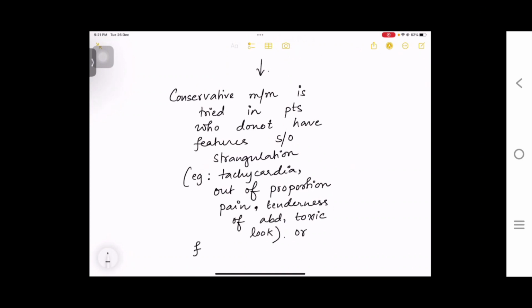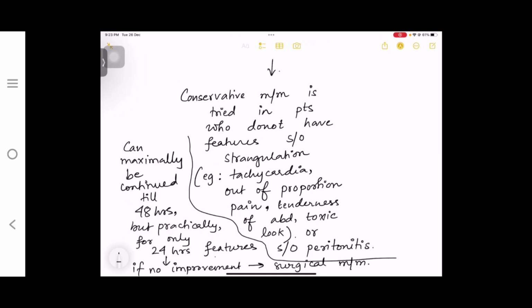Now, one thing to note is that conservative management is tried in those patients only who do not have any features of strangulation. And what are the features of strangulation? They are tachycardia, out of proportion pain, hypotension, tenderness of the abdomen, a toxic look, and features of peritonitis. If any of these features of strangulation are present, we cannot wait for conservative management. We immediately take the patient to surgery. Now, for how long do we have to continue the conservative management? Maximum 48 hours, but usually if the patient does not improve after 24 hours, we take the patient for surgery.